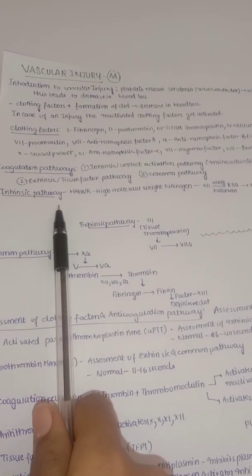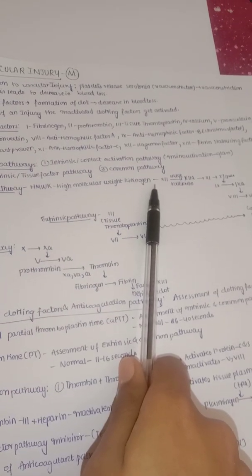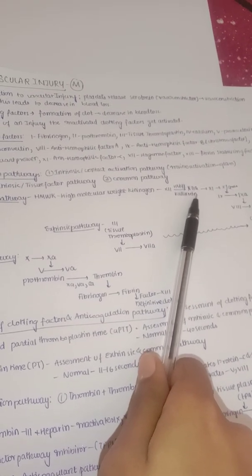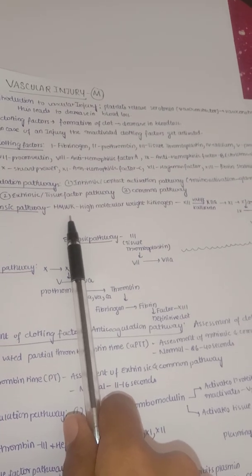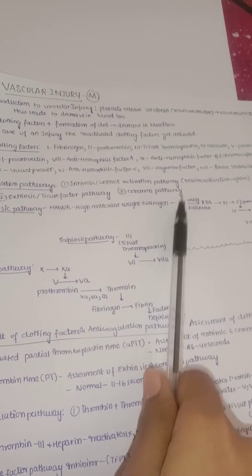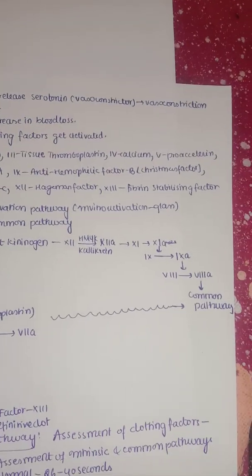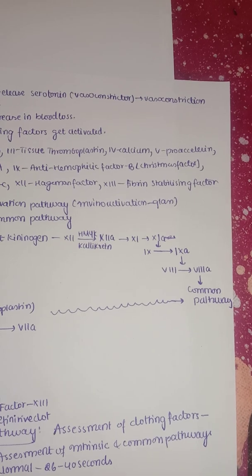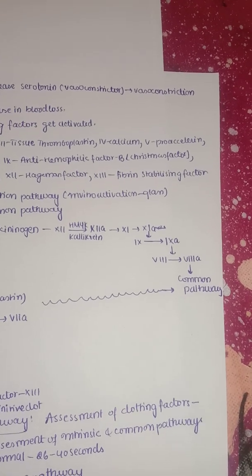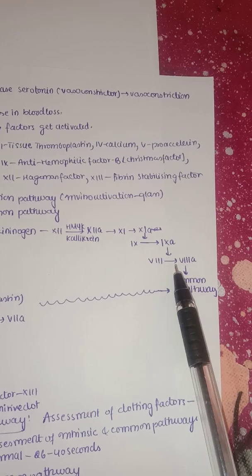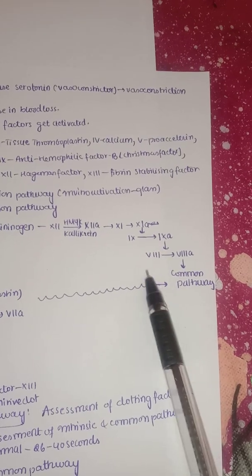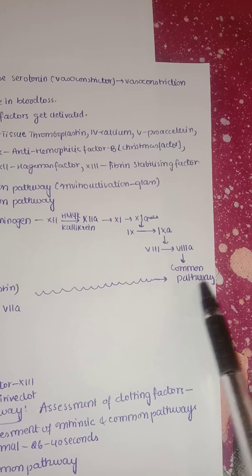First is the intrinsic pathway. It mainly has factor 12, which should be activated into factor 12A. A means activated form, in the presence of HMWK, which is high molecular weight kininogen. High molecular weight kininogen and also kallikrein protein are both required for activation of factor 12 to 12A. Factor 12A activates factor 11 into 11A, factor 11A converts 9 into activated 9A, and factor 9A converts factor 8 into its activated form, 8A. This 8A later enters the common pathway.